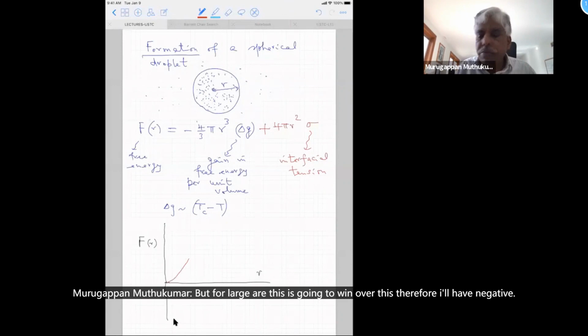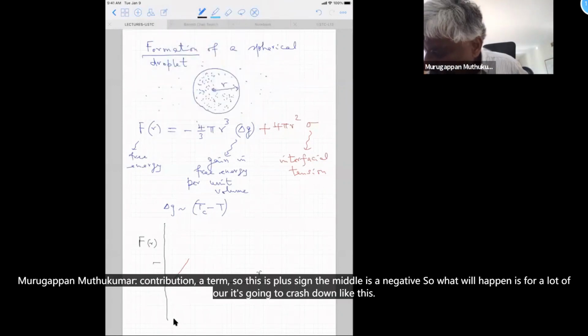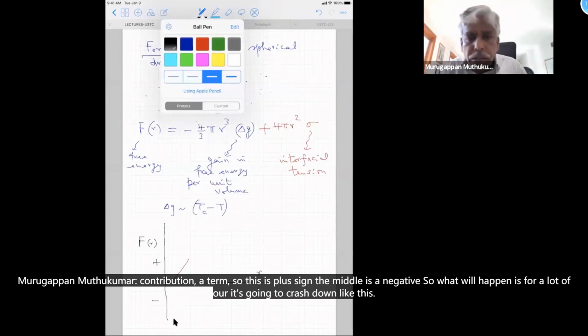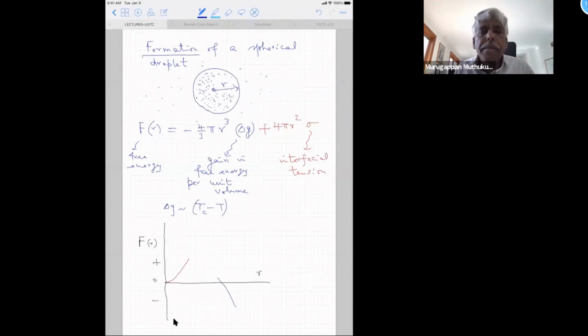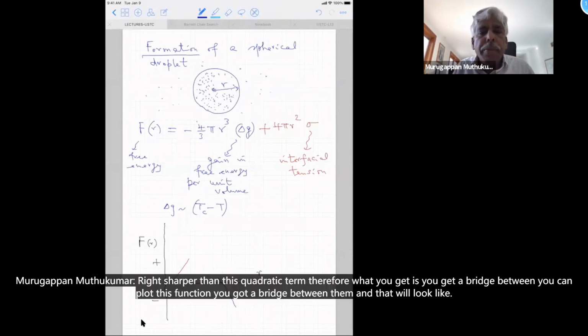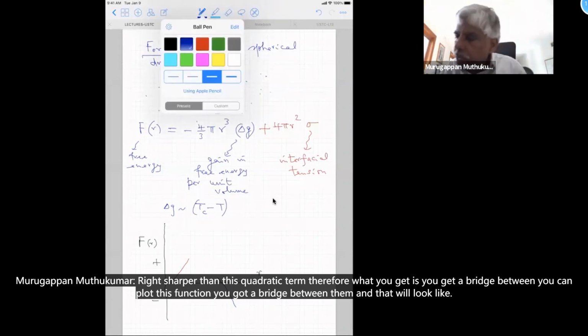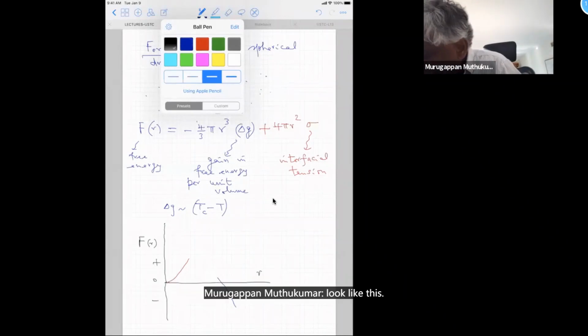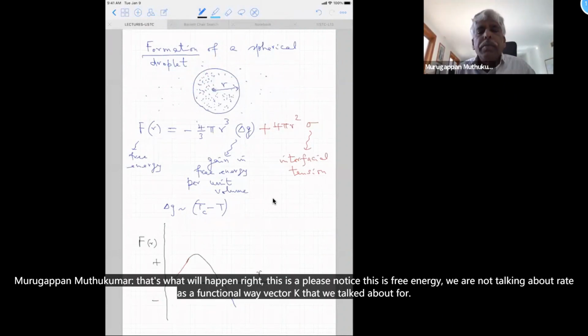Therefore, I'll have a negative contribution, a negative term. So this is plus sign, this is 0, this is negative. So what will happen is for a large R, it's going to crash down like this, right? Sharper than this quadratic term. Therefore, if you plot this function, you get a bridge between them, and that will look like this. That's what will happen. All right.